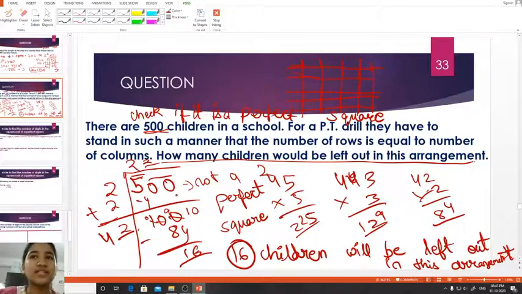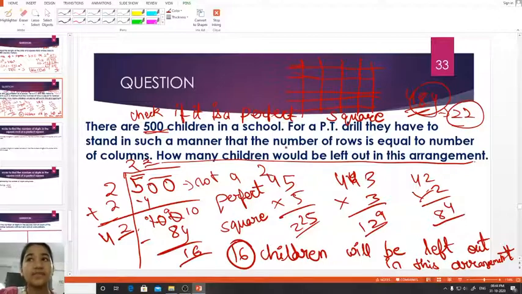So let's check whether our answer is correct or wrong. 500 minus 16, what is 500 minus 16? Is it 484? Yes, it's 484. That means if there would be 484 children, then we would be able to arrange them so that the number of rows equals the number of columns. Because 484 is a perfect square of 22. The square root of 484 is 22. So 22 rows and 22 columns will be possible, and they will be arranged.